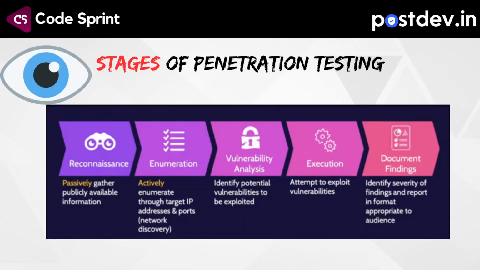So there are stages in penetration testing, guys. These are the five stages. First is information gathering, then enumeration, vulnerability analysis, execution, and documenting the findings. We have to document what we find and submit the report to the people who have hired us. I'll be talking about these five steps mainly throughout this video, and about some tools also.